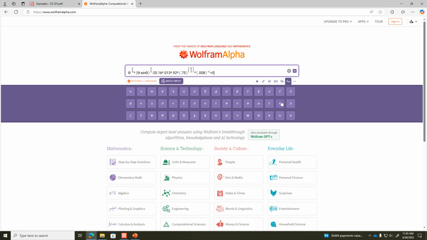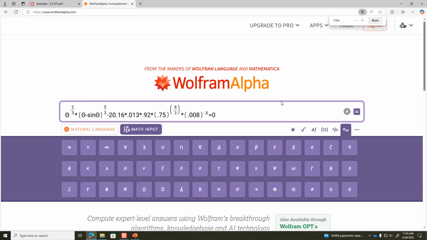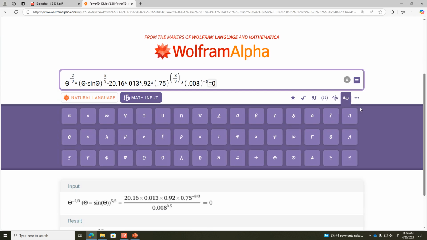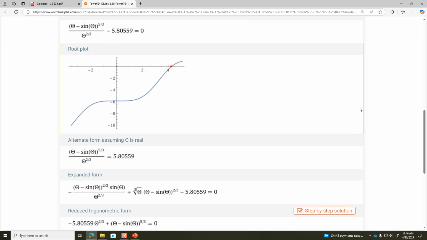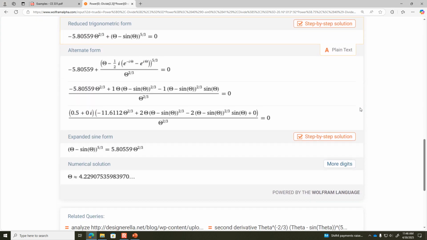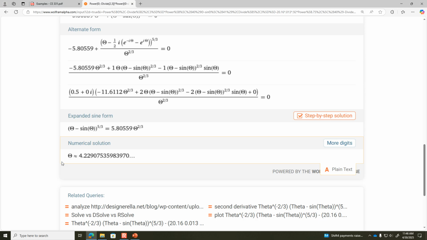Anybody notice any obvious errors here? I think it's typed in okay. That's probably hard to see. All right. Okay, so let me just tell it to solve it and see what we get for the angle. Theta is 4.229 radians. That's what I previously got. 4.229 radians. Anybody get the Casio solver to give you that?